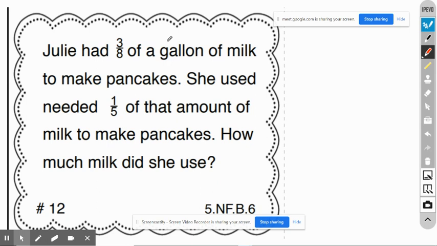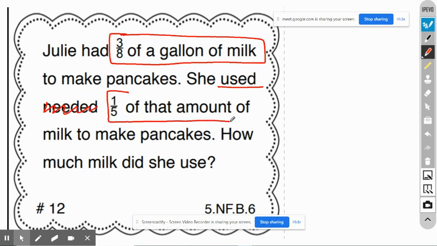Okay? Here, 3/8 of a gallon of milk. Julie had 3/8 of a gallon of milk. This is what she has to make pancakes. She used or needed, I don't know why, 1/5 of that amount of milk. How much milk did she use?